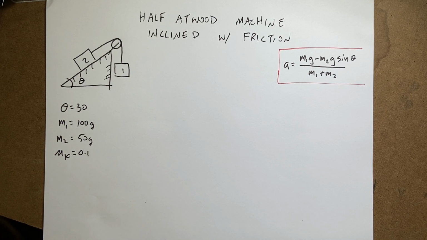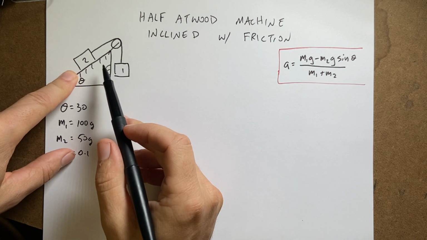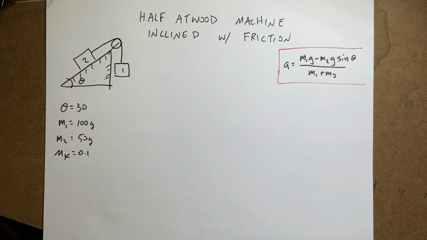Okay, so we're still doing a bunch of Atwood machine problems. Today's problem, I'm going to look at the half Atwood machine on an incline with friction. Yes, things are starting to get complicated. That's what makes it fun and awesome. So let's just do a quick summary here of the kinds of problems we've done.